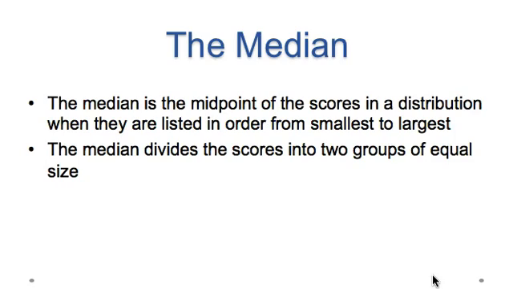When the number of observations is odd, the median is the middle data value. When the number of observations is even, the median is between two numbers. In this case, the median is the average of those two numbers.